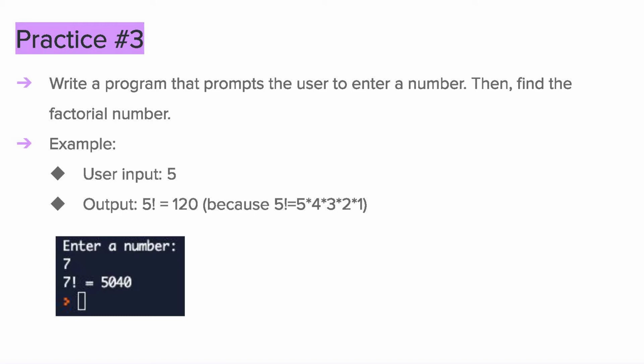Time for practice 3. This is the last practice problem before one final challenge problem at the end. So here we're asked to take in a value from the user and find its factorial. If you're not sure what a factorial is, it's the value you get when you multiply all the numbers together leading up to one specific number. For example, like on this slide, 5 factorial, which is represented by an exclamation mark, would equal 120, because 1 times 2 times 3 times 4 times 5 equals 120.